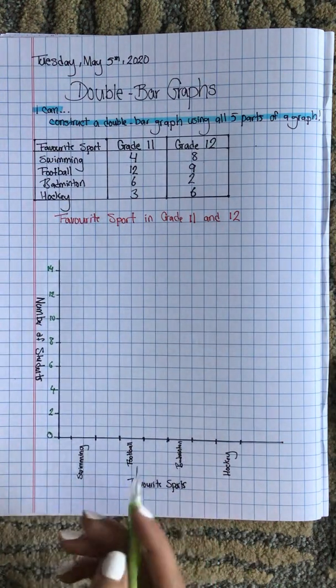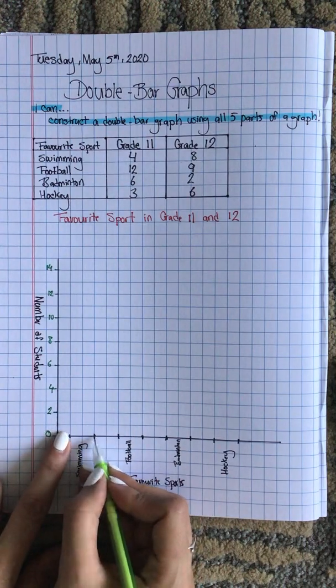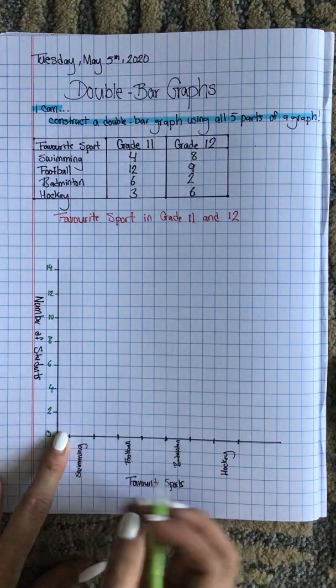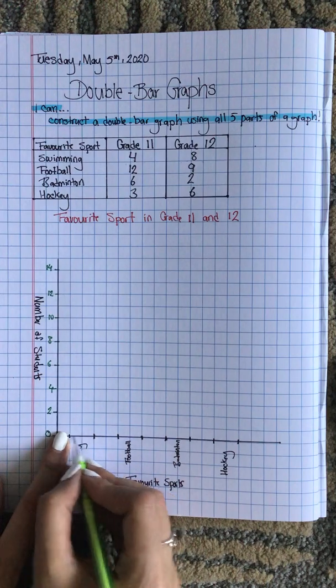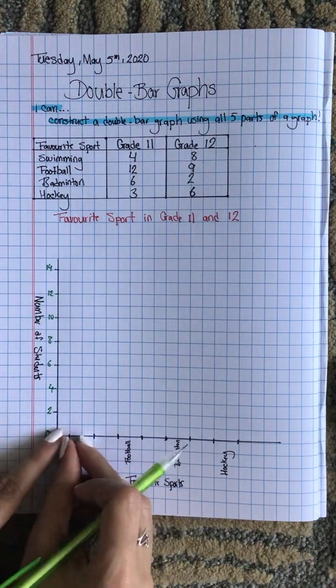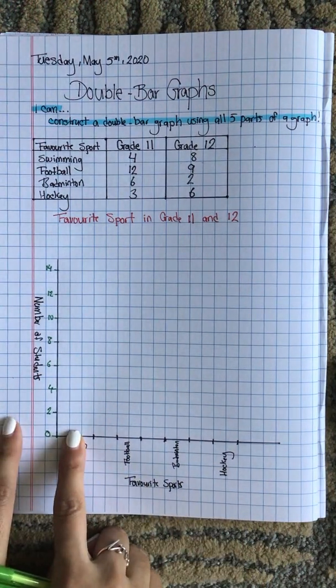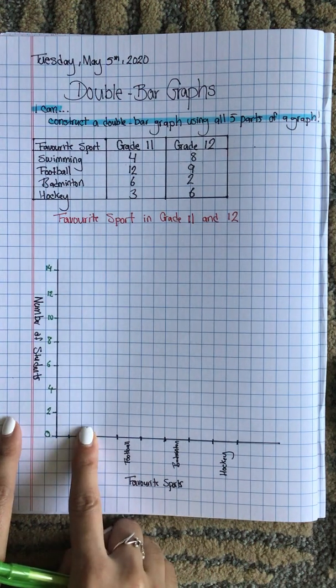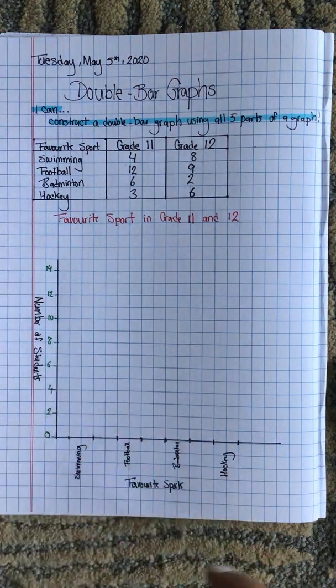So swimming. Now, if this is my whole swimming section, and this is why I said I want an even number, I have 1, 2 boxes. That means one of these, 1 is going to be for grade 11. 1 is going to be for grade 12. They're going to be right next to each other. Let me show you what that looks like.